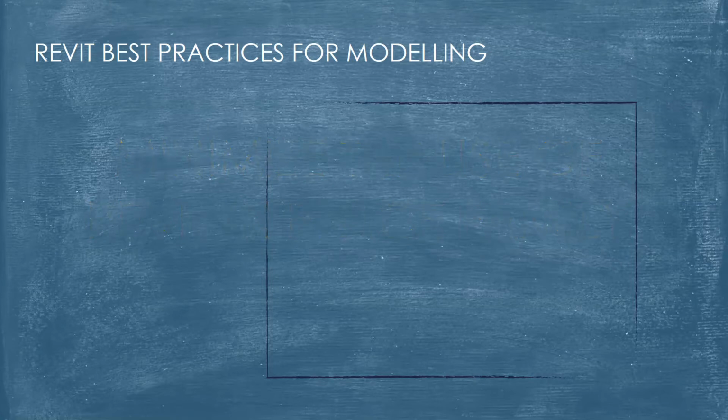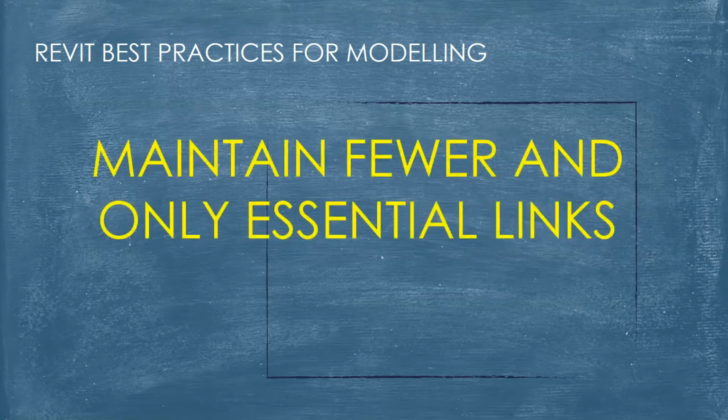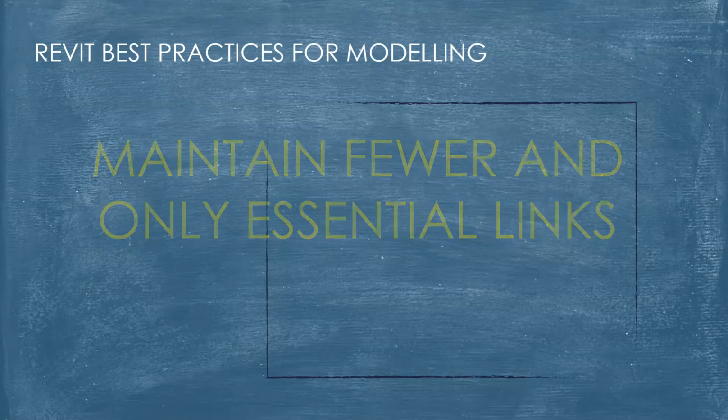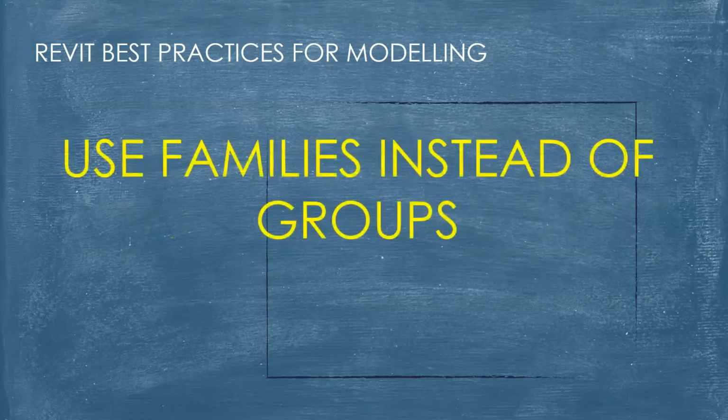Next one is maintain fewer and only essential links. You do not put all the unnecessary links in your project. You only need to link the essential ones, because it really affects the performance of your project. The last one is use families instead of groups, because the file size of groups is bigger than that of a family. So instead of using groups, use families.